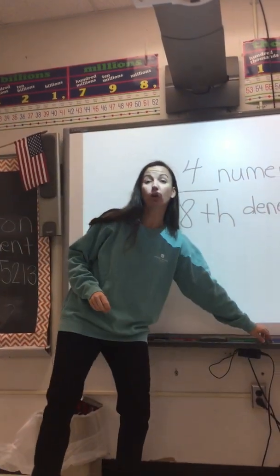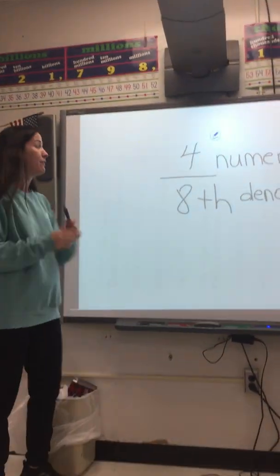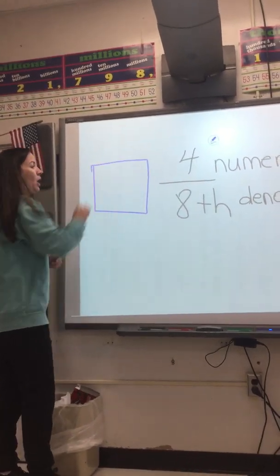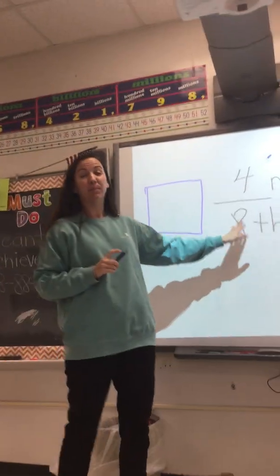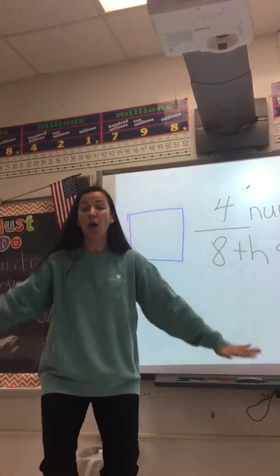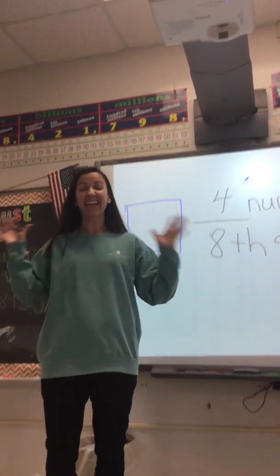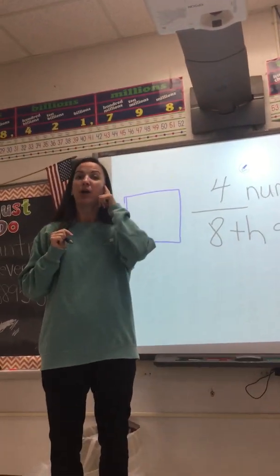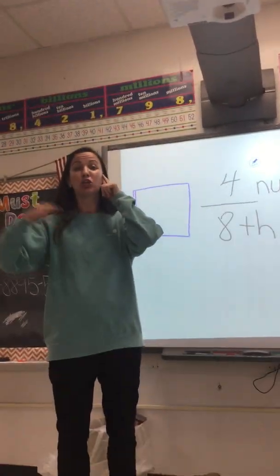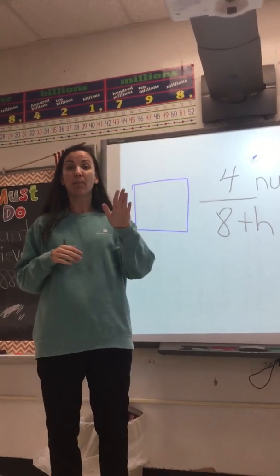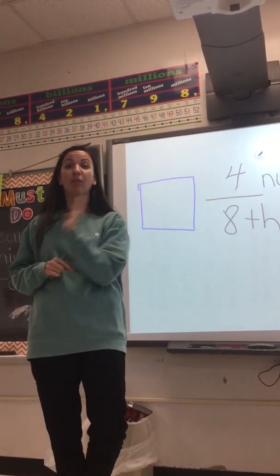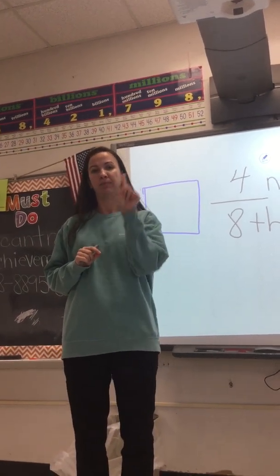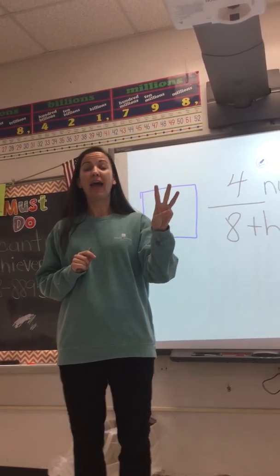All right, so let's do a real quick review of how we would see 4 eighths. And this time, let's use a square. All right, so 4 eighths. The bottom number tells me how many total pieces I need. I need 8 equal pieces. So first, in my mind, I need to think, what is a number that can get me to 8? What is a number that can get me half of 8? We made it earlier. Anybody think? What do you think, guys?